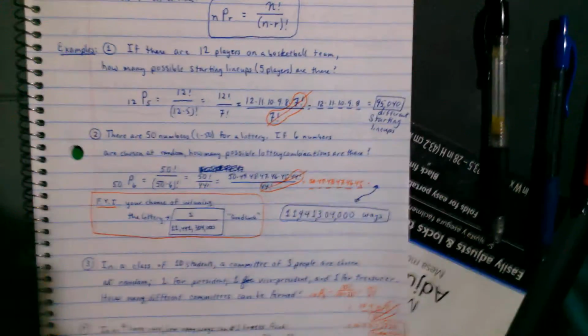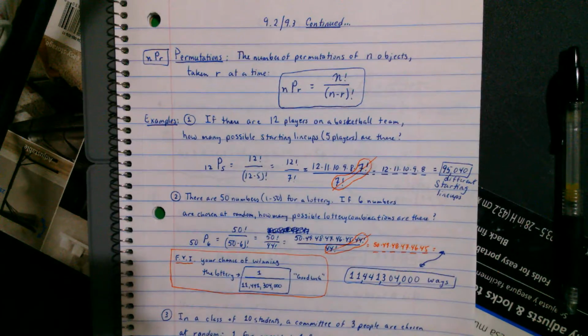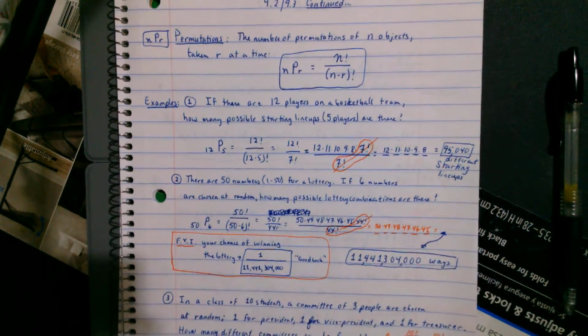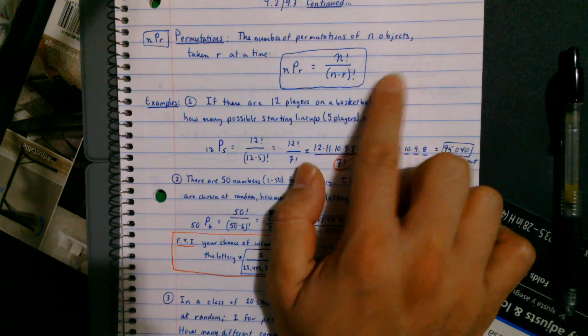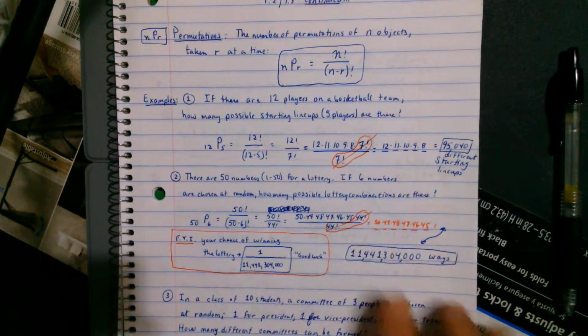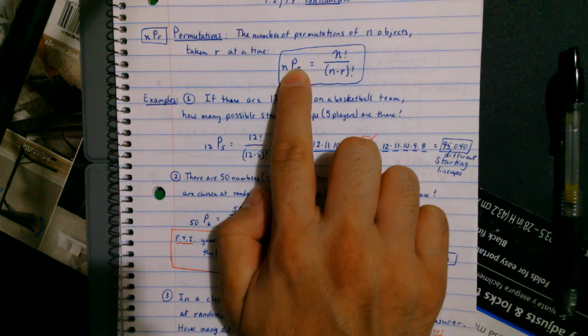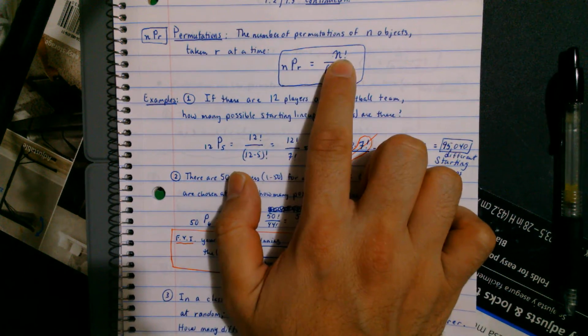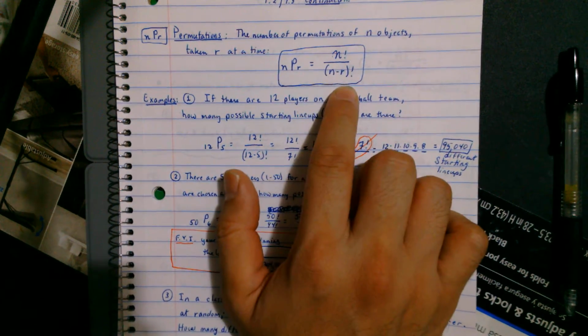So we have 2 things. One thing is called permutation, and one thing is called combination. In 9.2, you talk more about permutations. In 9.3, you talk more essentially about combinations. Or you really talk about permutations in 9.2 and 9.3, a little bit of both. So a permutation is the number of permutations of n objects taken r at a time. So the symbol is nPr, n permutations r at a time. n factorial divided by n minus r factorial.